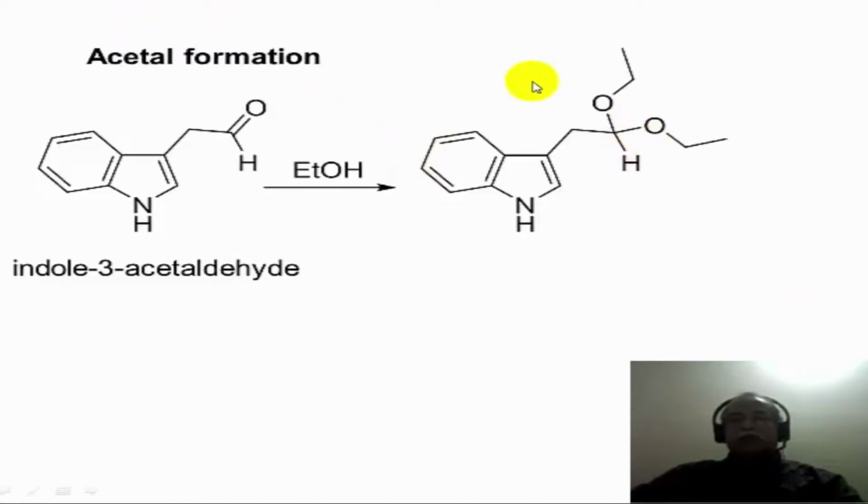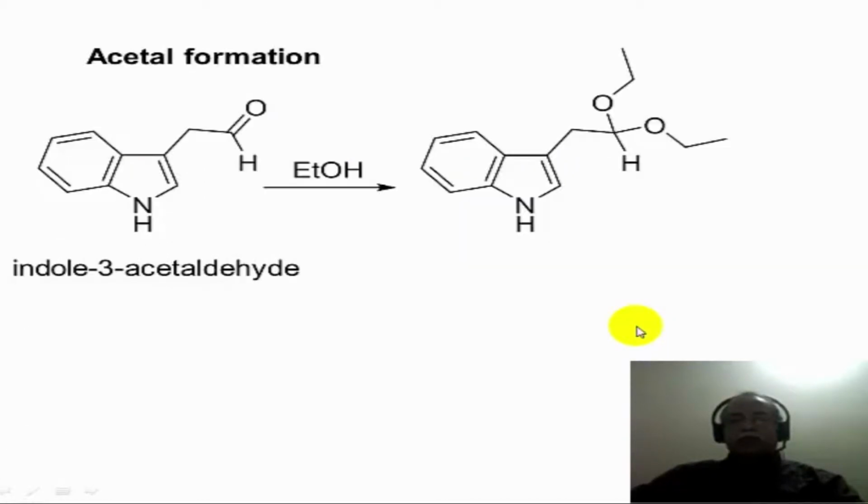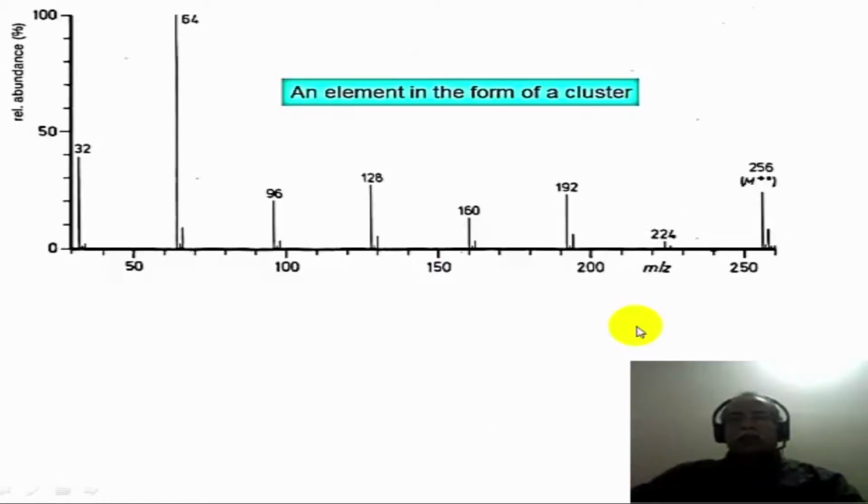So the structure of this molecule, in terms of its molecular weight as well as the fragmentation pattern, has been accounted for by the mass spectrum shown in the picture in this particular problem. Let us move on to the next problem.